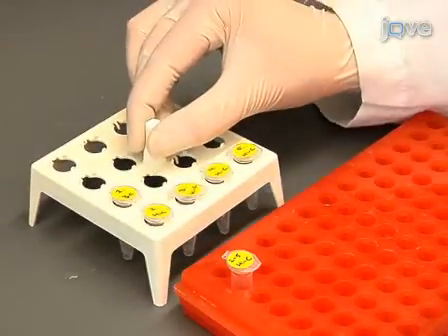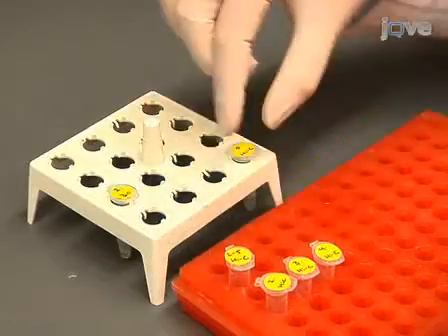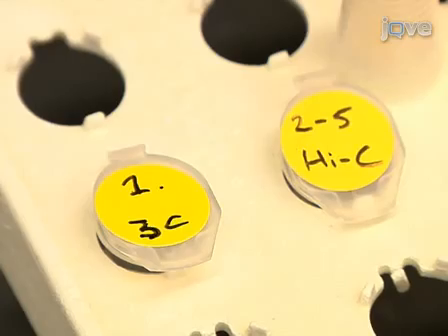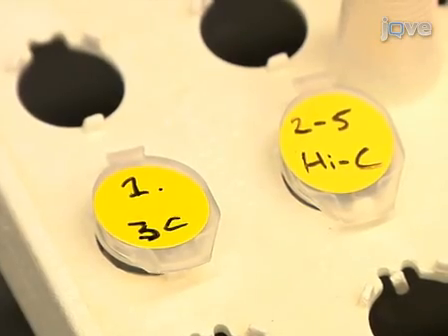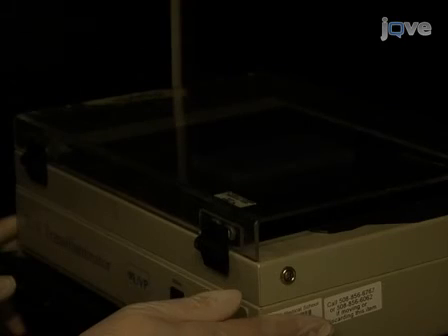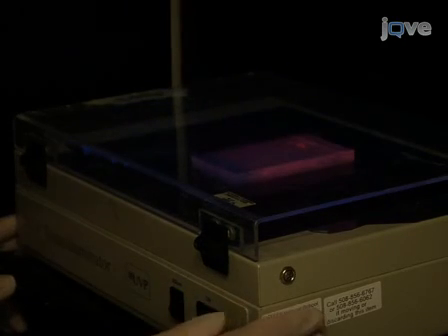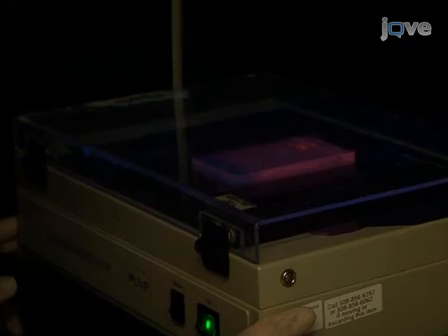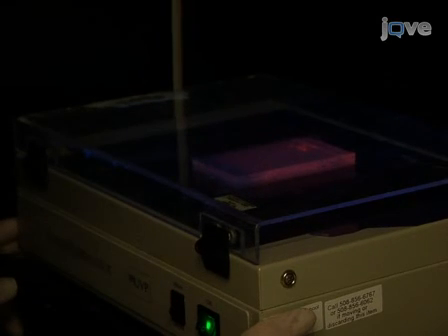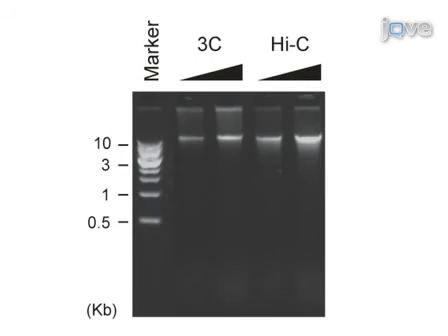Pool the high C contents of tubes 2 to 5, still keeping tube 1 separate as a 3C control. Now is a good time to examine the quantity and quality of the libraries by running an aliquot on a 0.8% agarose gel. Marking and ligation efficiency of high C should be evaluated with a PCR digest assay.